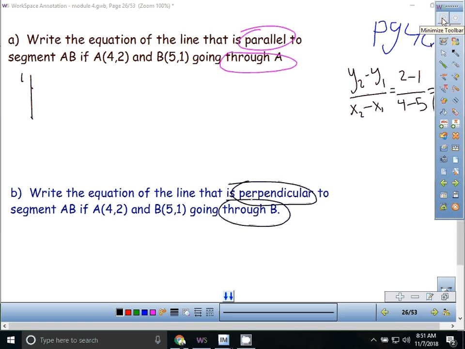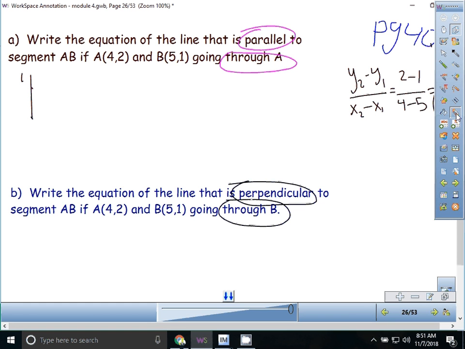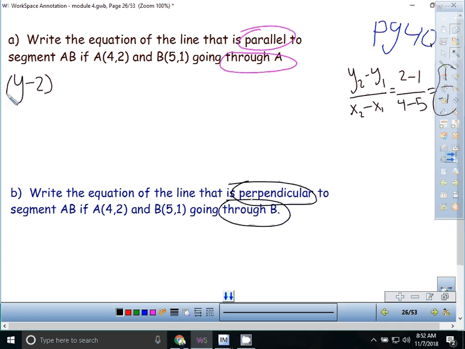Takes a second. All right, so let's see if we can get our focus back here. Jasmine went through, she found her slope, so now she's going to use the formula, right? y minus y1 equals m(x minus x1). On this one, I want you to go through A. Does everybody agree the y value is 2? All right, she said slope is -1, x minus, everybody agree the x value is 4?